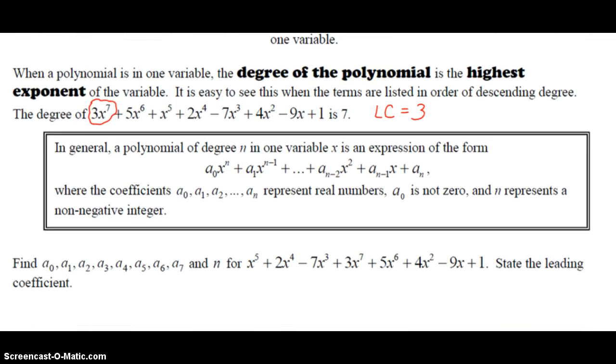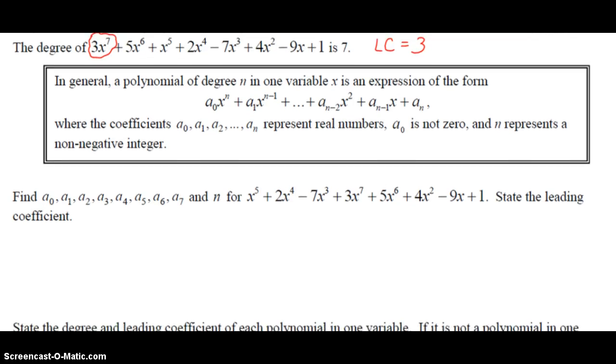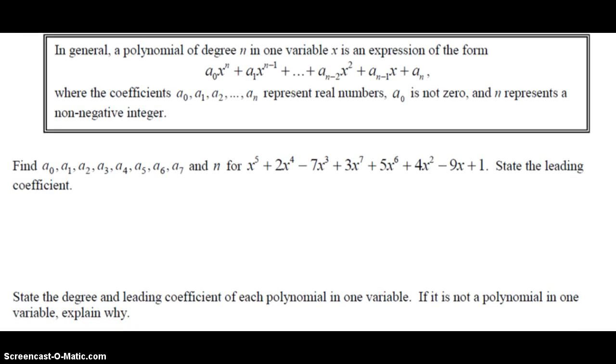All right, the box tells us that when we have a polynomial of degree n, we write it in descending order as the polynomial in the box is written. And you notice that a sub 0 through a sub n are our coefficients. A sub n is actually our constant term. A sub n minus 1 is our coefficient of the variable x.